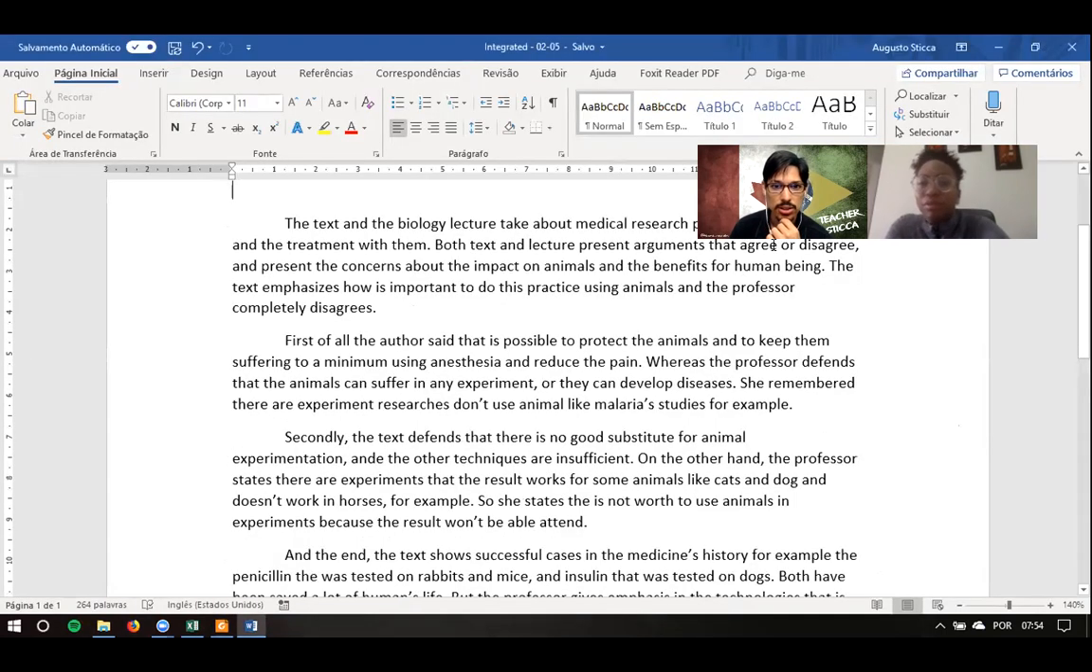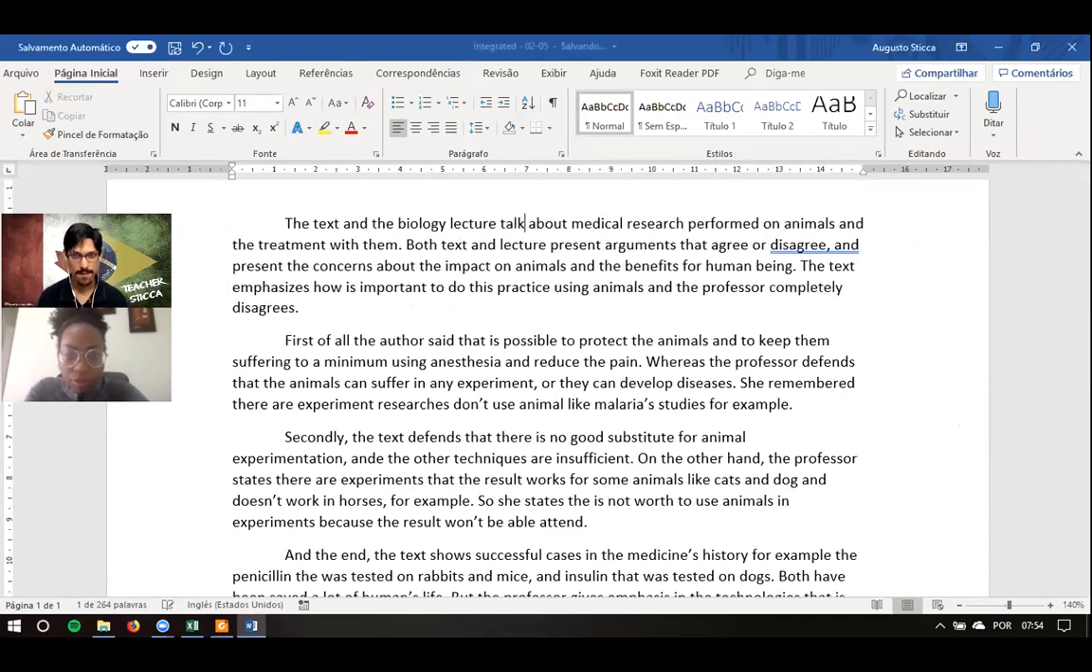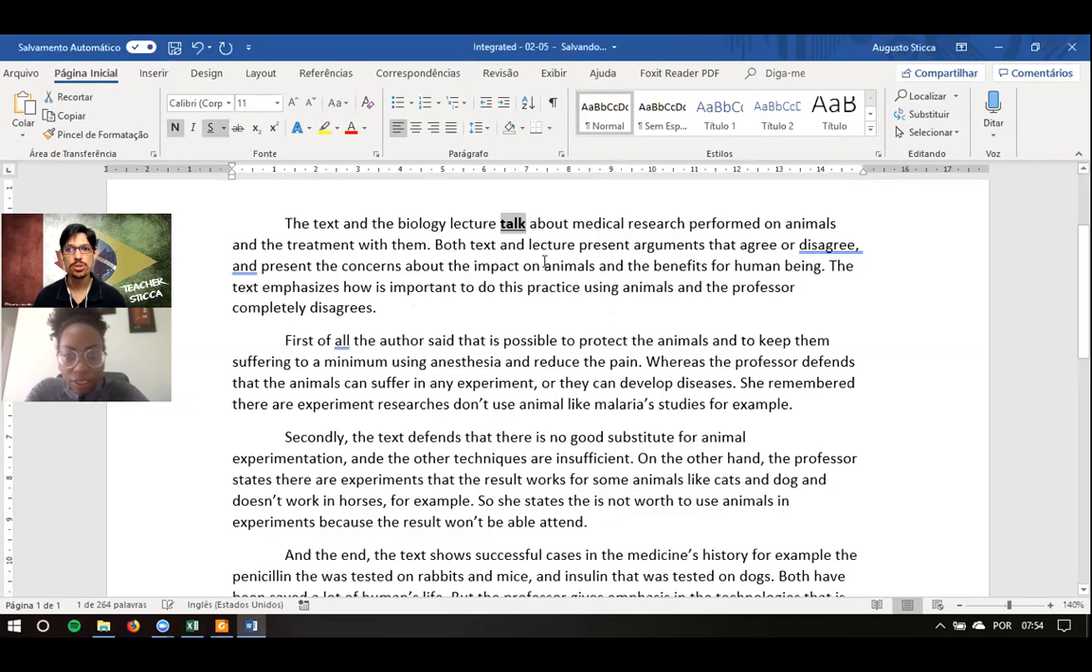The text and the biology lecture talk about the medical research performed on animals and the treatment of them. Both the text and lecture present arguments that agree or disagree and present the concerns about the impact on animals and the benefits for human beings. The text emphasizes how important this practice of using animals is, and the professor completely disagrees. Perfect introduction. Awesome. First of all, comma.